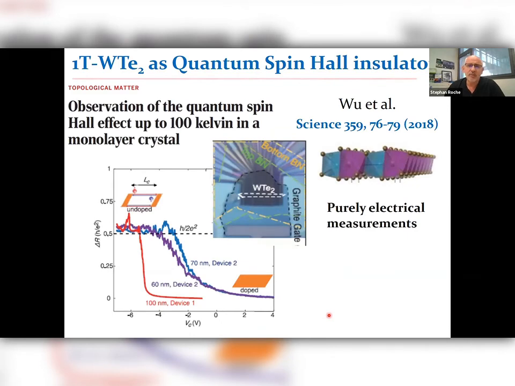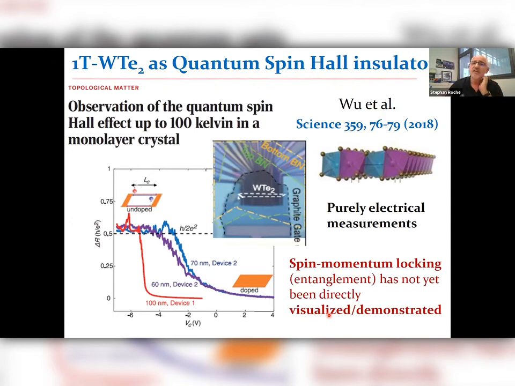Finally, I'd like to point out that these materials can also manifest a full band gap, and in this condition it is possible to observe even a quantum spin Hall effect. So this was reported in this paper in 2018, by the group of Jarillo-Herrero at MIT. However, these are pure electrical measurements, so there has been no visualization that this type of quantization does correspond to a very peculiar spin texture of the possible boundary states.